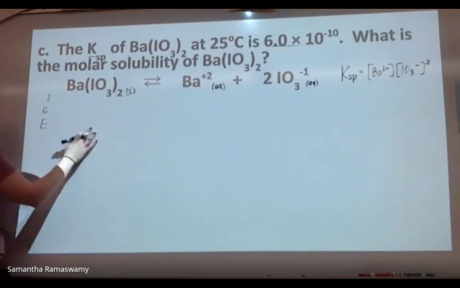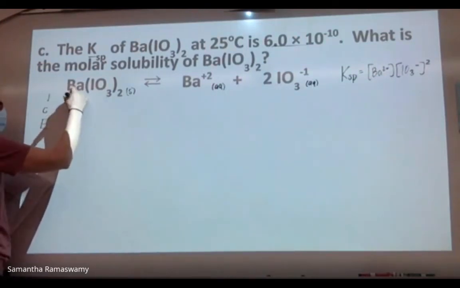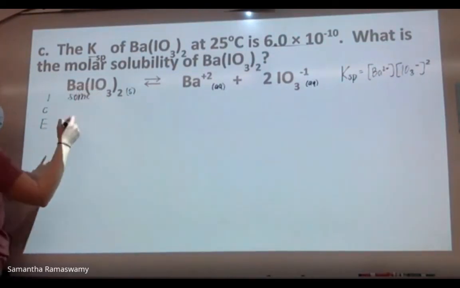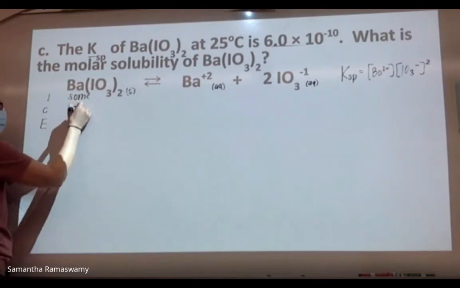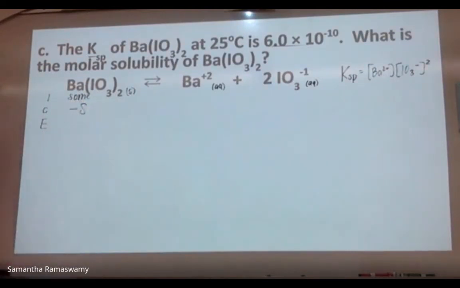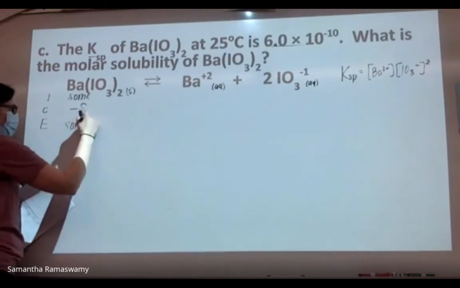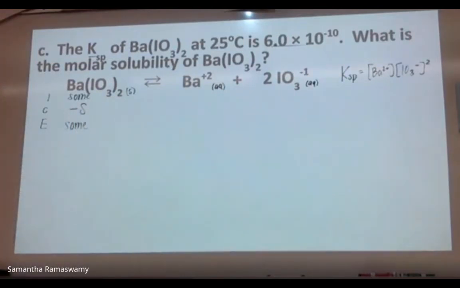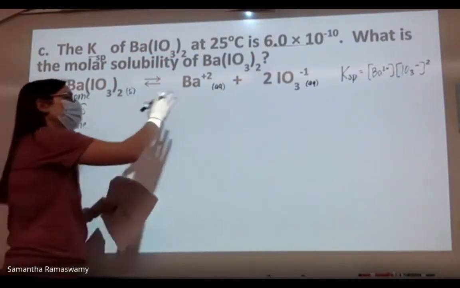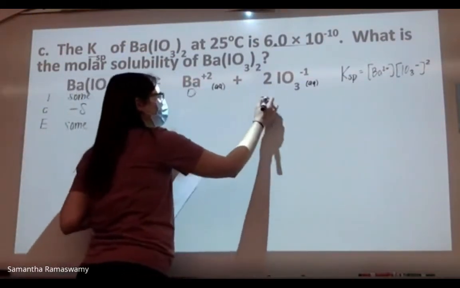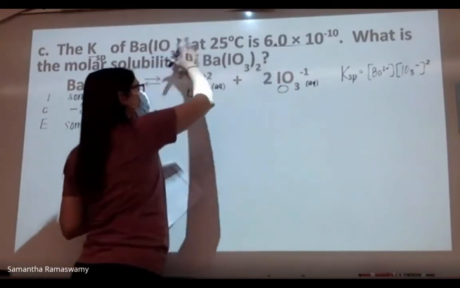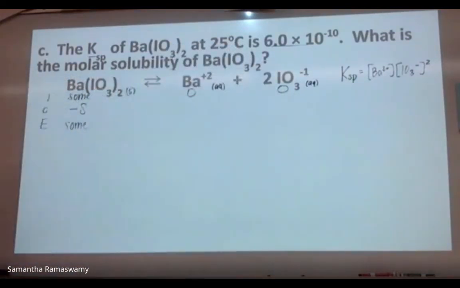So for all of this, we have some solid, we have S amount dissolving, and we have some solid after. Solid, we are not concerned about. What we're concerned about is what happens in terms of the ions. So initially, it says nothing else about any ions, so those are 0.